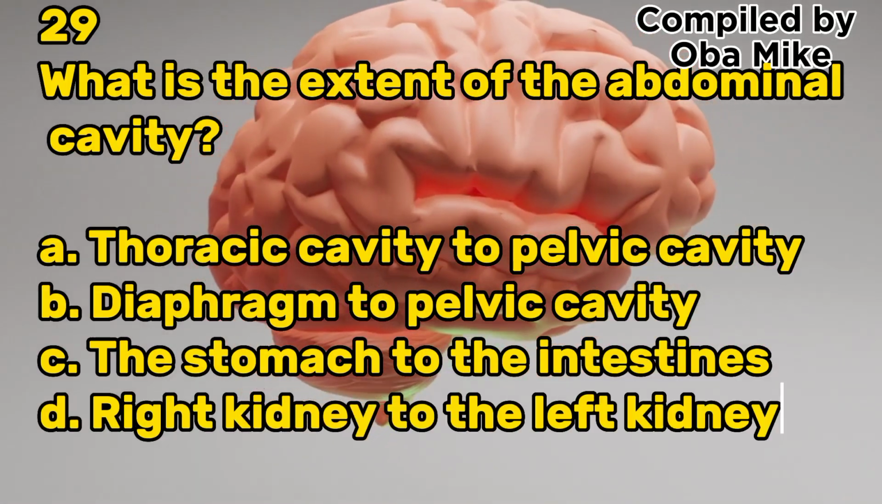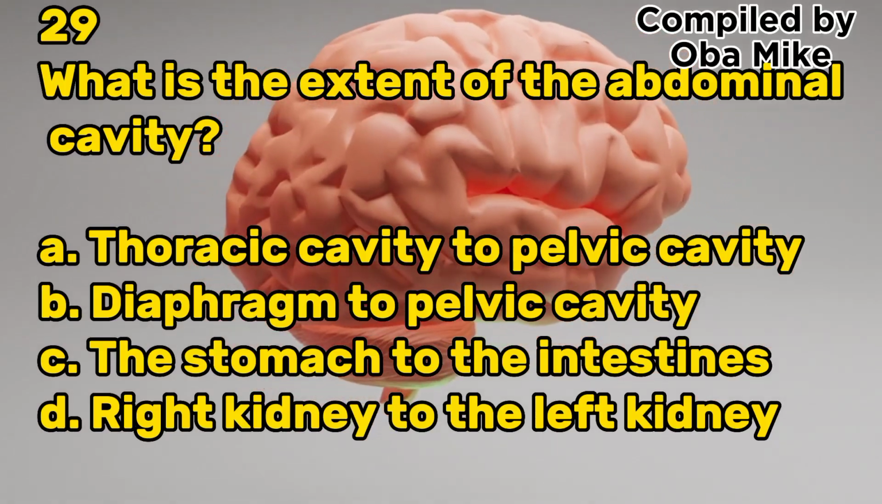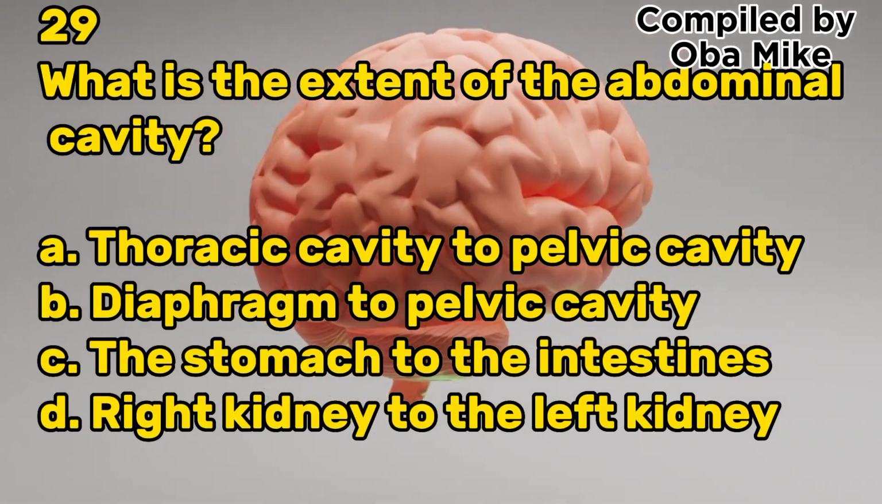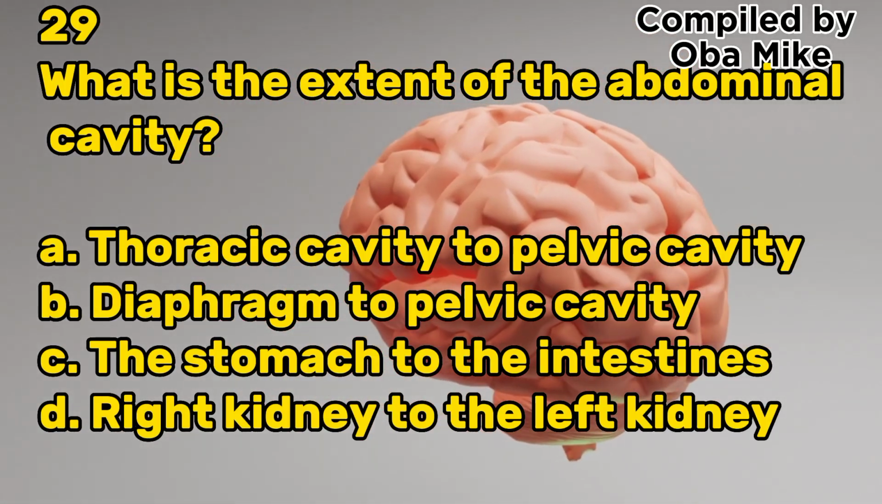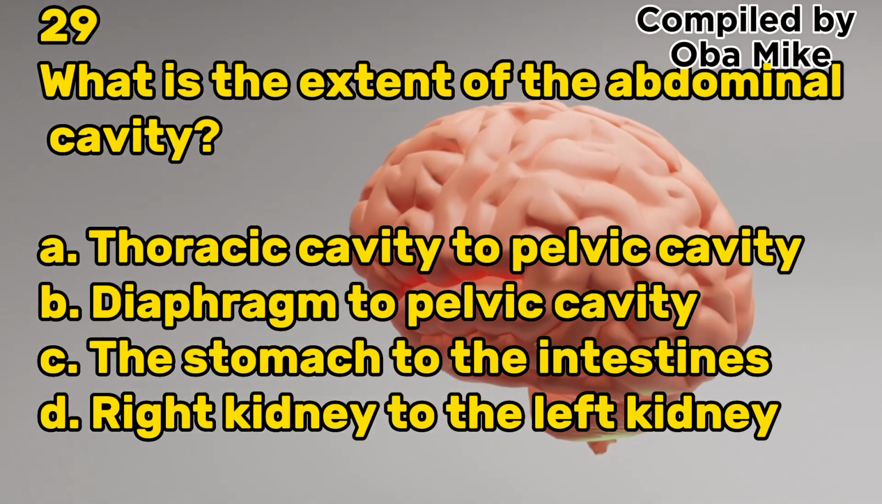29. What is the extent of the abdominal cavity? A. Thoracic cavity to pelvic cavity, B. Diaphragm to pelvic cavity, C. The stomach to the intestines, D. Right kidney to the left kidney.